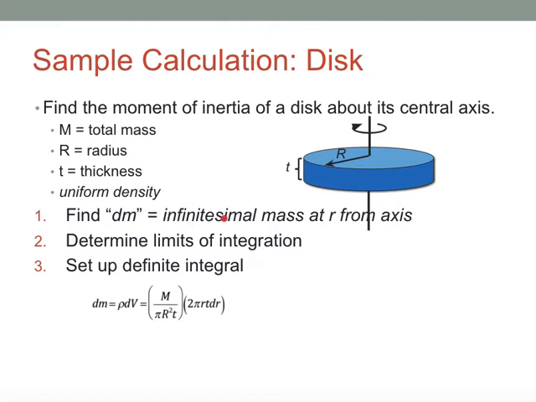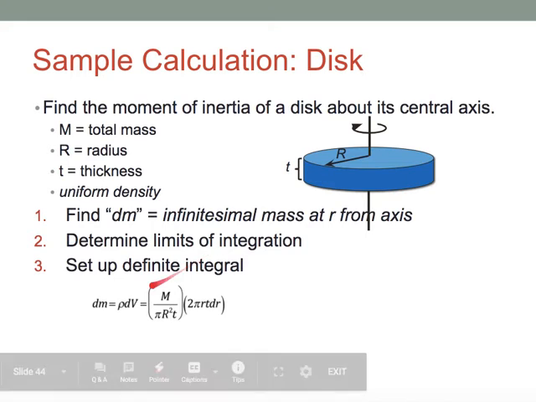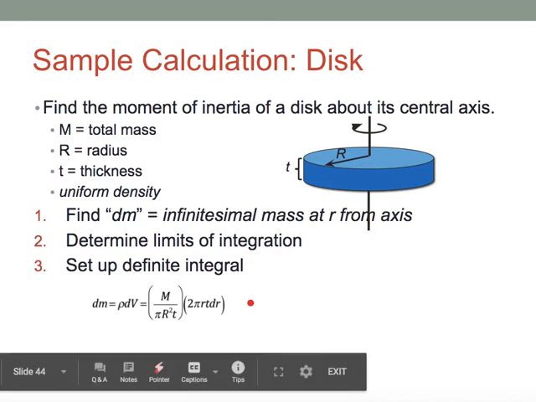Well, it's an infinitesimal mass that is all from a distance r from the axis of rotation. Capital R is the total radius of the disk. dm will be something smaller than that. So we need to figure out what is dm. And then we're going to add up all those little dm's basically from the middle of the disk all the way out to the edge. And those will give us the limits of integration. We're going to end up setting up a definite integral, and then we can evaluate it.